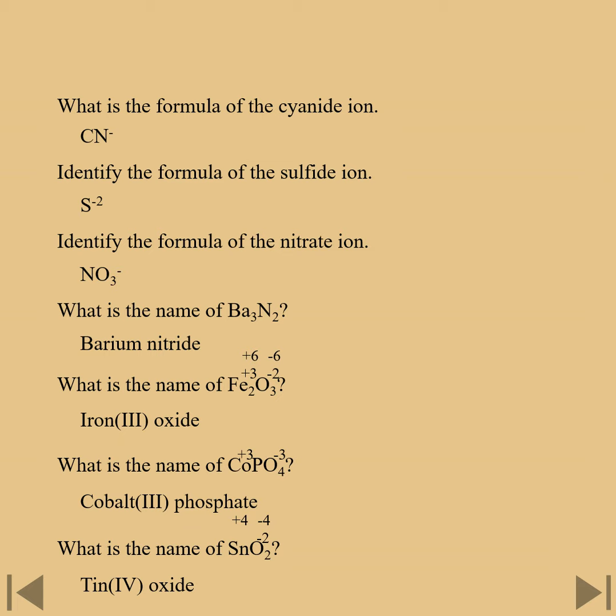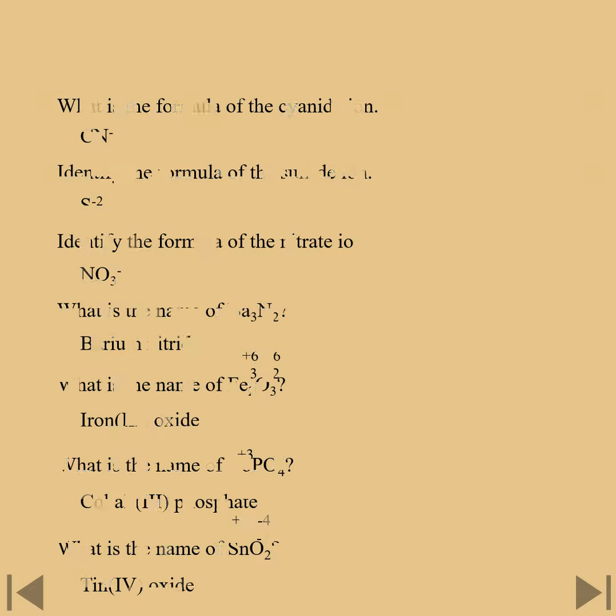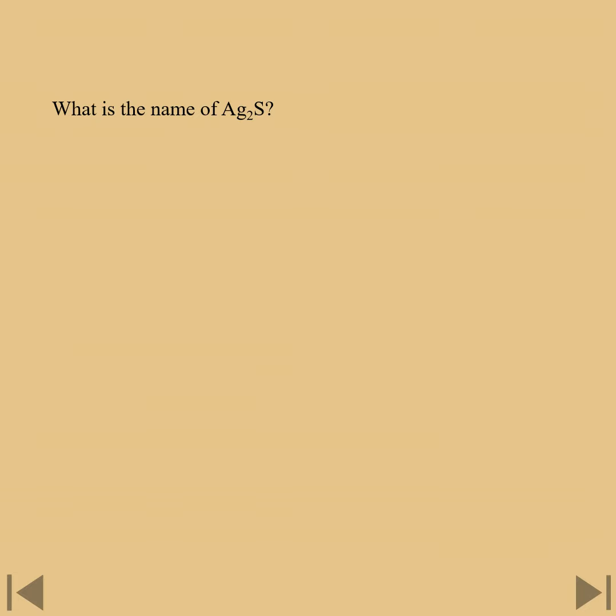And what's the name of this compound? Well, what's the name of our cation? Silver. Does silver get a Roman numeral? No, it's part of that triangle. Name of the anion, sulfide. All together, silver sulfide.